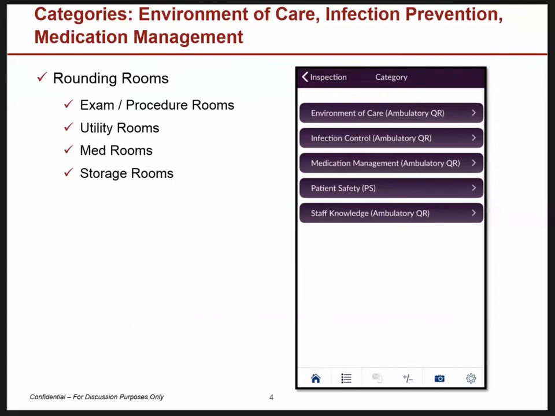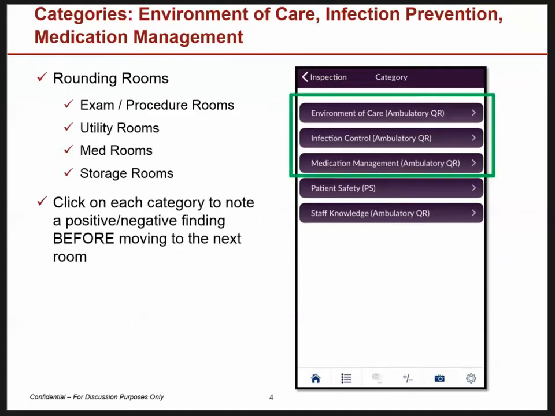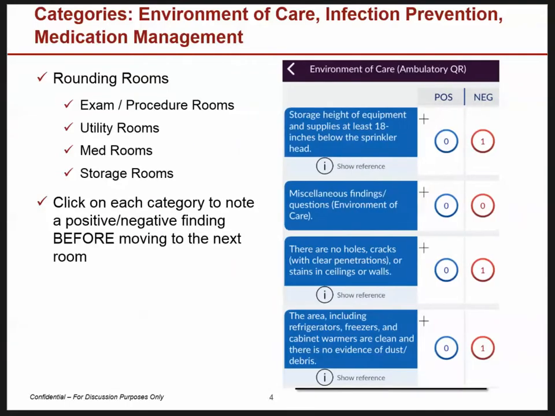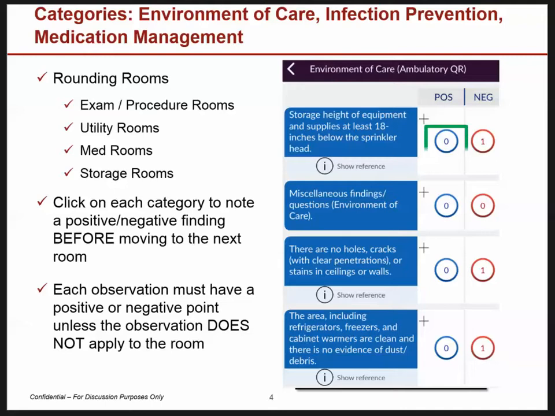There are 5 categories for the rounding tool. The first 3 categories are specific to environmental observations. Click on each category to note a positive or negative finding before moving to the next room. Each observation must have a positive or negative point unless the observation does not apply to the room.